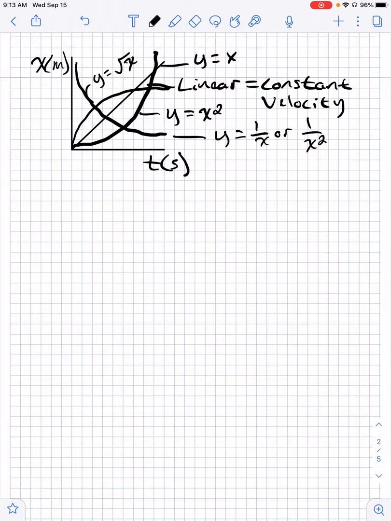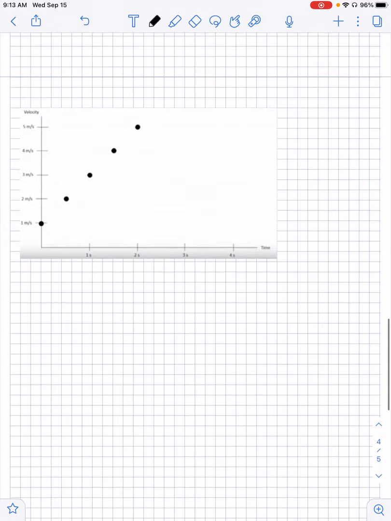Now let's look at some examples of how I can use a velocity time graph to determine the acceleration of an object. So not a position time graph, but a velocity time graph. So let's say we have this graph here, and we make a best fit line, right? So it goes from here to here to here to here. Now, you might say, well, that's linear, so it should be constant. But remember, it's important to look at what we're graphing. Okay, we're graphing a velocity time graph.